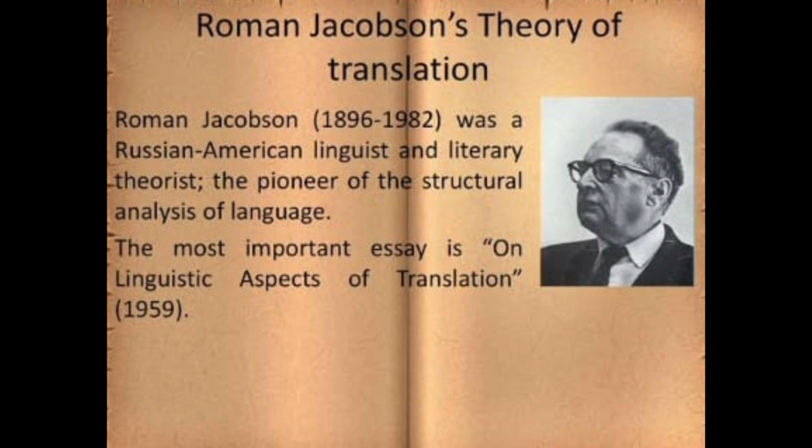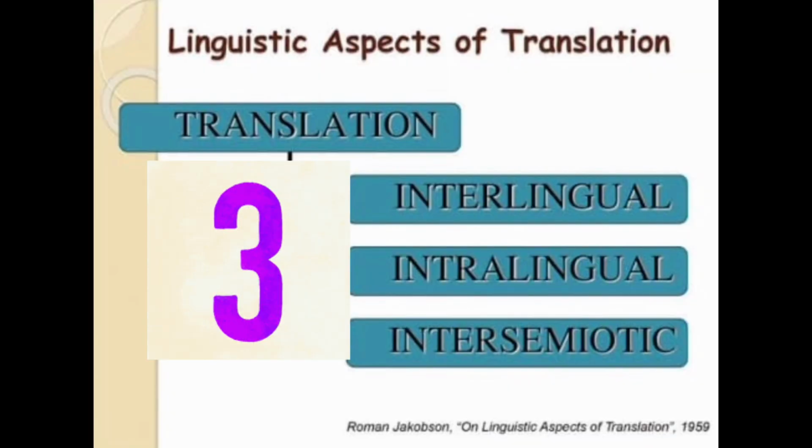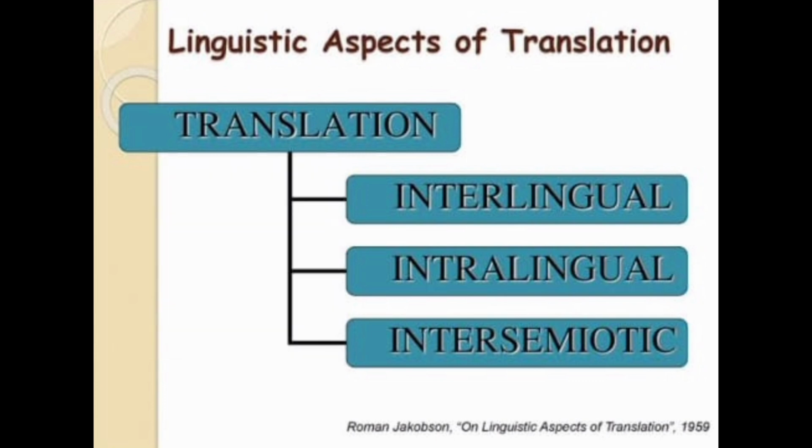Okay, so this is what translation is. Now, Jakobson in his essay tells us about three kinds of translation. The first one is intralingual translation. Then we have interlingual translation. The last one is intersemiotic translation.